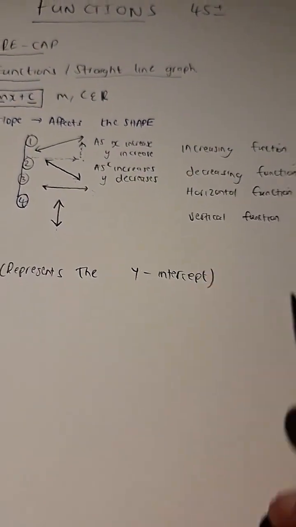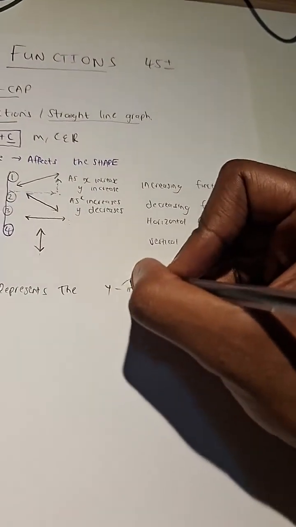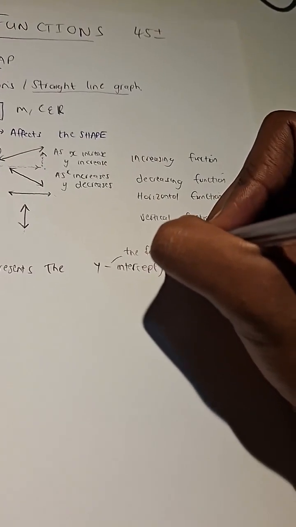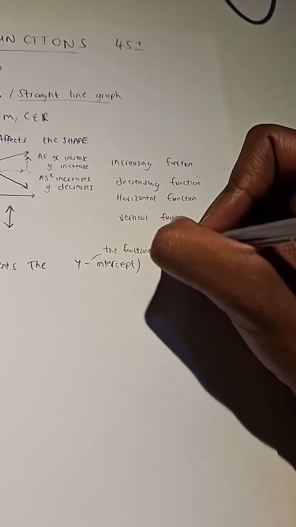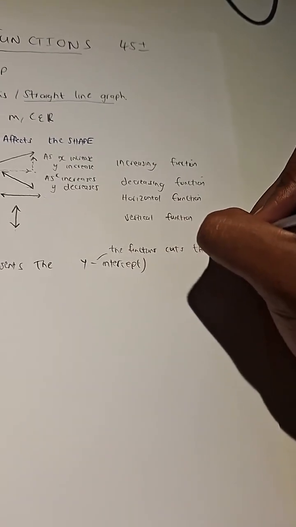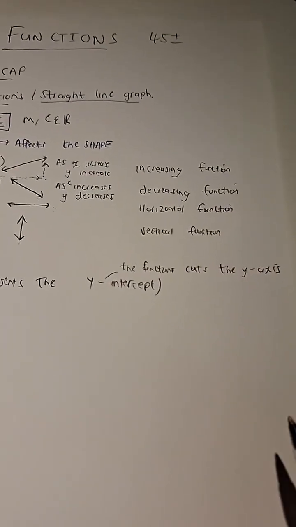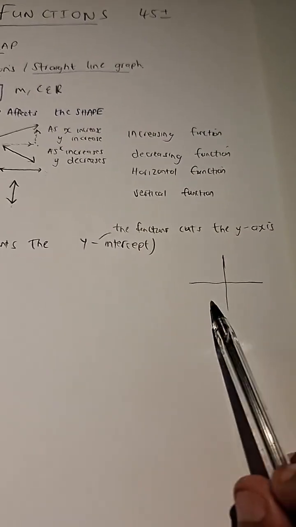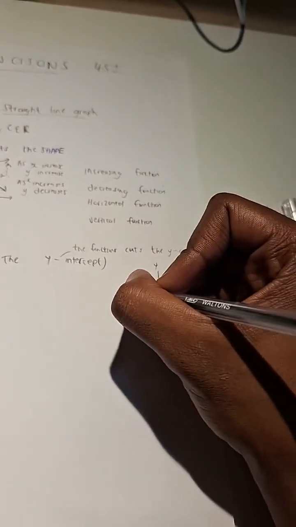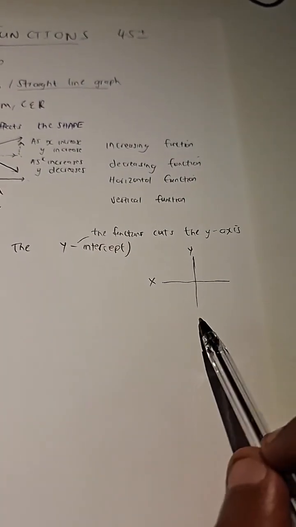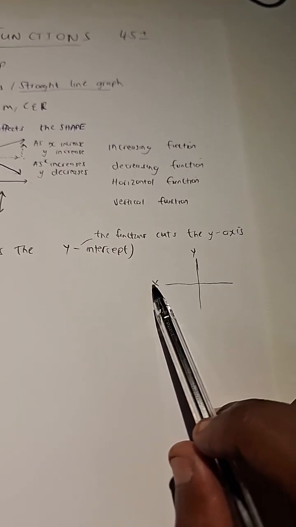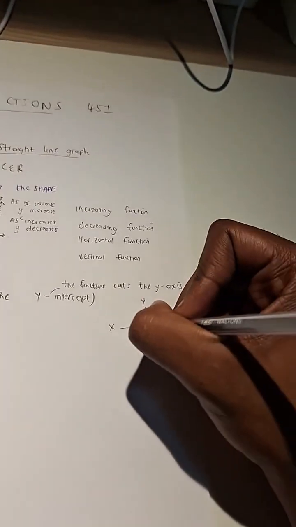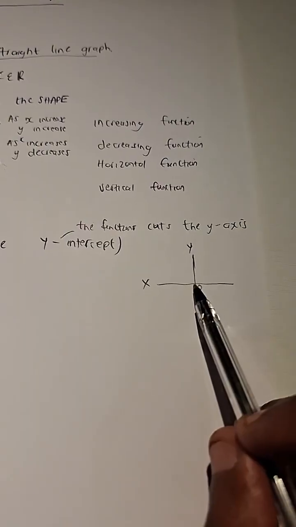So c is the constant value. It represents the y-intercept. What is a y-intercept? Basically, a y-intercept is where the function cuts the y-axis. Remember that there's something called a Cartesian plane. It has the y and the x-axis, which are a number line in the horizontal plane and a number line in the vertical plane. So we have 0, which we usually refer to as the origin.